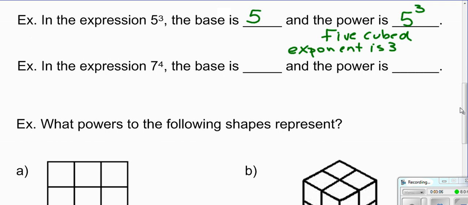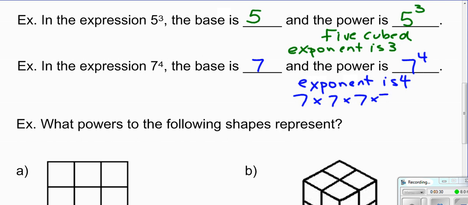In our second example, we have 7 to the power of 4. So our base is 7, and the power is 7 to the power of 4. We don't really have a second way of saying this one. And in this example, the exponent is 4, so we would repeat the 7 four times: 7 times 7 times 7 times 7. Okay, hopefully so far so good.